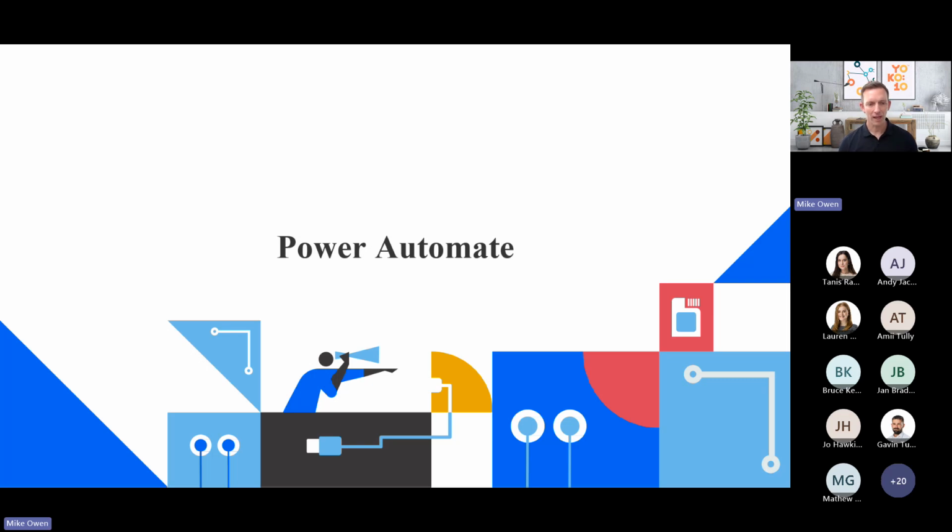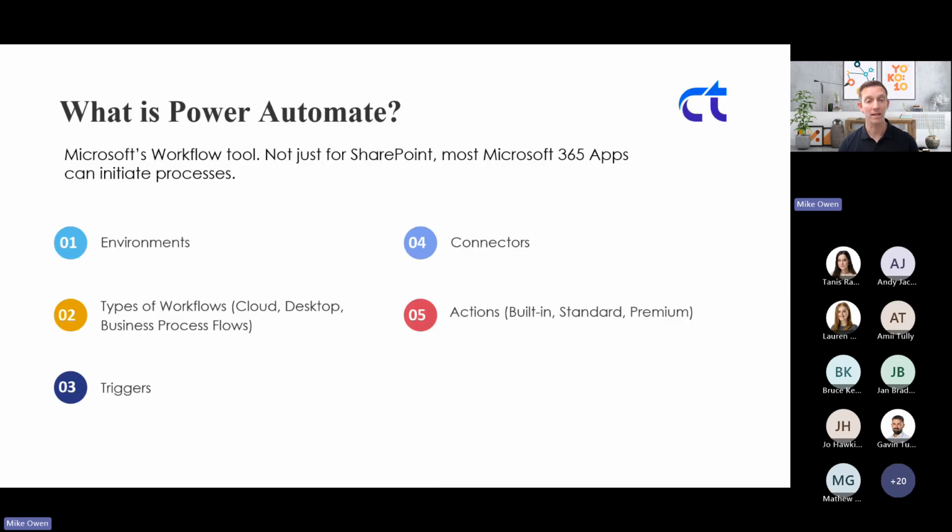Right. So in terms of Power Automate then, this is our workflow tool. This is how we can start to automate some of our tasks instead of having to go through those same manual steps. Now, the main components of Power Automate are really that environment side of things.